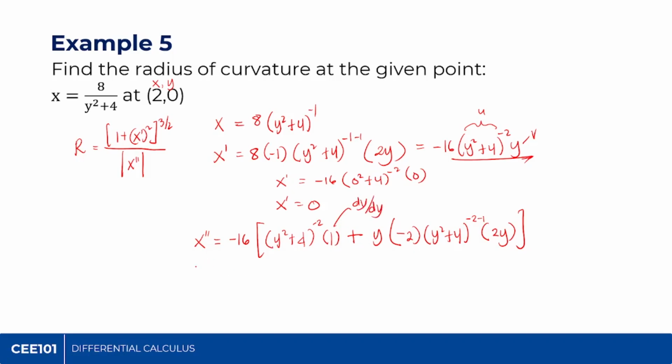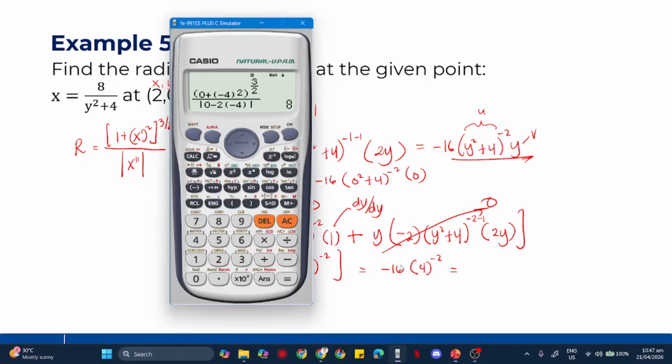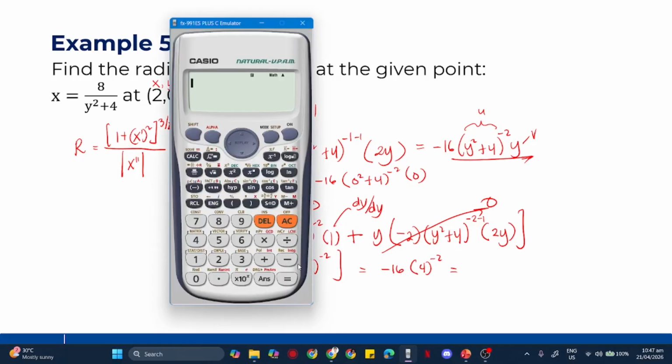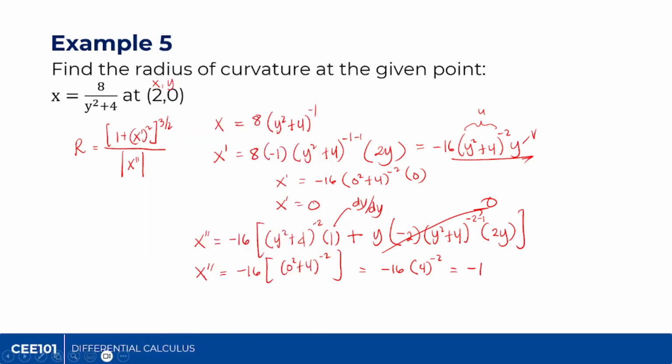Okay? So, we will be evaluating this one when y is still 0 pa rin. So, obviously, ito, y 0 times 0, magiging 0 na to class, no? So, ito na lang mas madali. Negative 16 times 0 squared plus 4 raised to the power of negative 2. Okay? Yan, no? So, this is obviously negative 16 times 4 raised to the power of negative 2. Okay, anong value nito, guys? Calculator. That is equivalent to negative 1. Now, we have our value for x double prime.